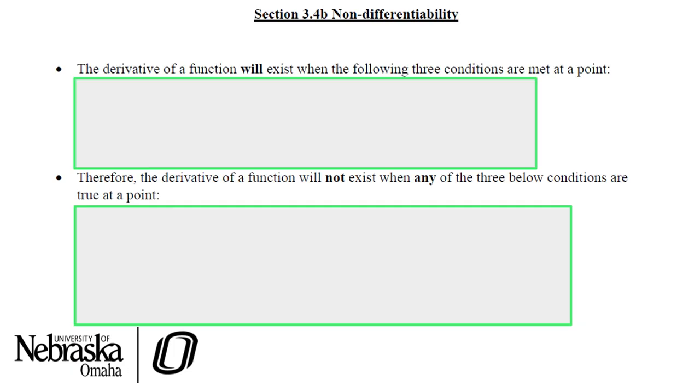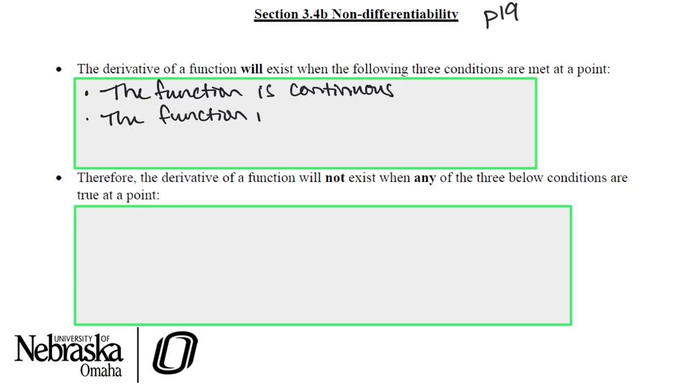The second part of section 3.4, part B, begins on page 19 of your course notes, and this top part is filled in for you, but let's just follow along. It says the derivative of a function will exist when the following three conditions are met at a point. The first one is the function is continuous. If you need to, go back in your notes and review what it means to be continuous at a point. The second part is the function is smooth.